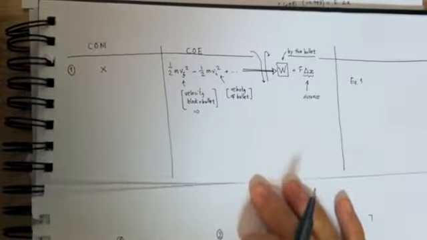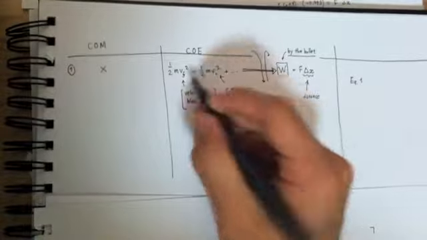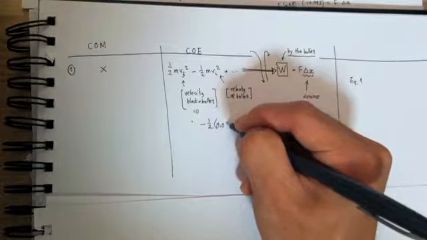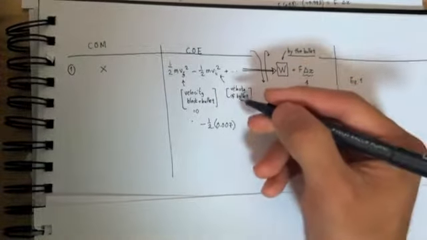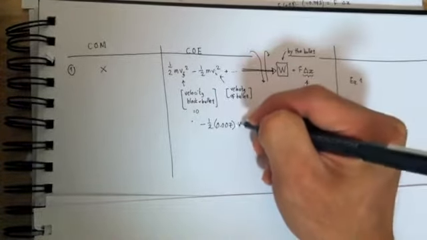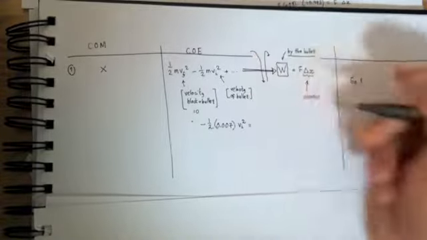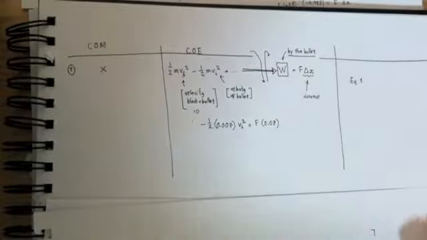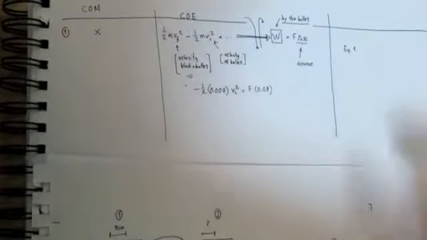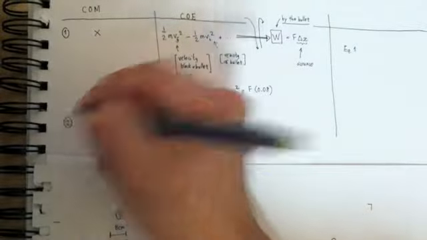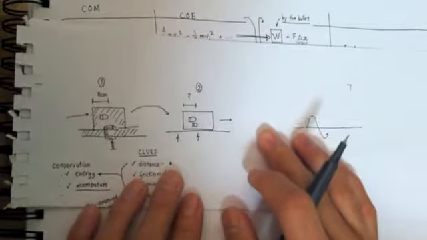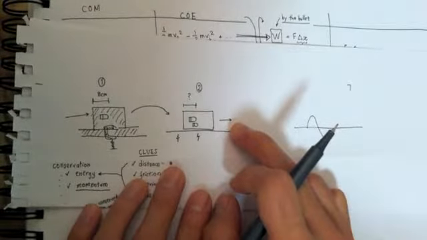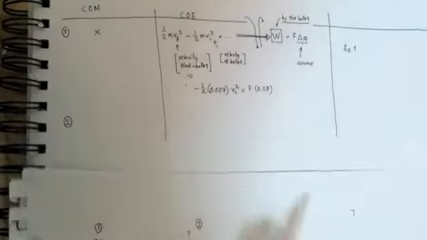Let's rewrite it. So 0 minus 1/2 mass of the bullet V of the bullet squared equals force times 0.08. Great. That's one equation. Scenario 2. Can we use conservation of momentum? Well, things are moving after the impact happens, so I'm going to make the argument that we can.